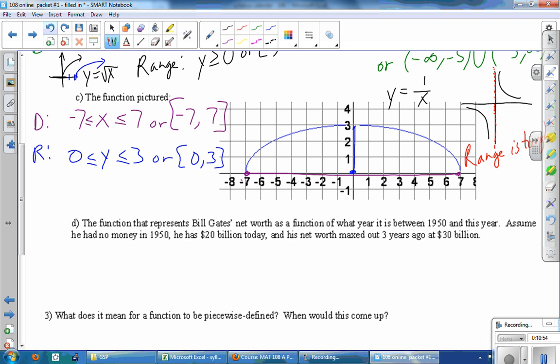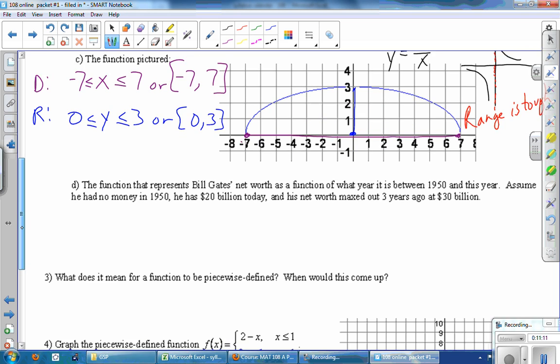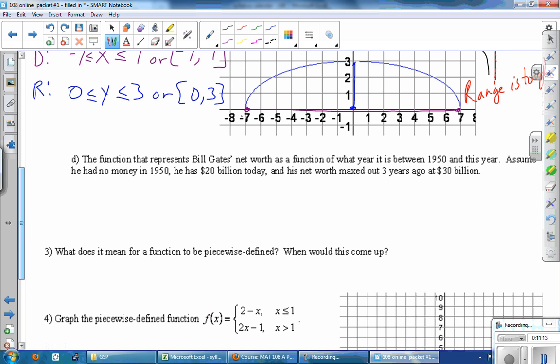Part D, the function that represents Bill Gates' net worth is a function of what year it is between 1950 and this year. Assume he had no money in 1950, he has $20 billion today, and his net worth maxed out 3 years ago at $30 billion. Okay, so let's think about domain and range. All right, domain is the inputs. Inputs are time. It's a function of the year between 1950 and this year.